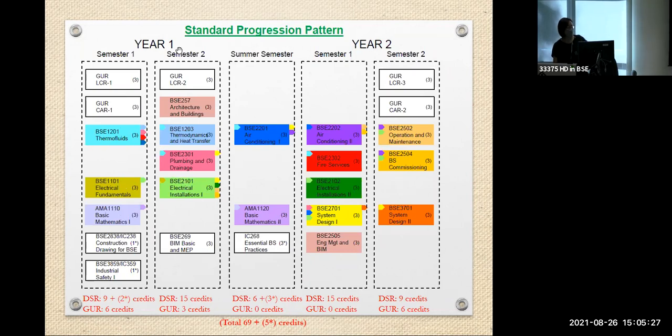So if in year 1, semester 1, you pass all these subjects, then you can take these 1, 2, 3 subjects in semester 2, and then progress to the summer semester, pass all the subjects, and then semester 1 in year 2, semester 2, and you can graduate. Okay, but not all students can graduate without failing any subjects. So if you fail one subject, don't worry too much. You can retake the subjects.